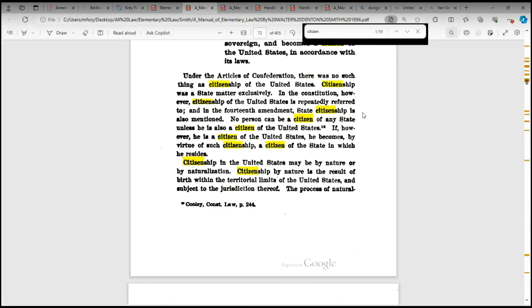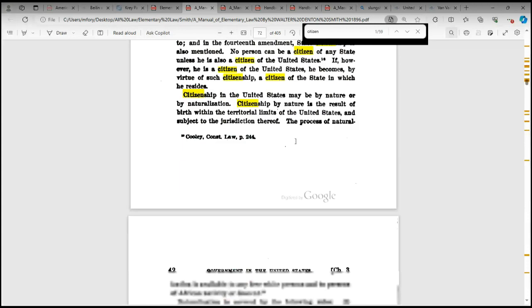No person can be a citizen of any state unless he is also a citizen of the United States. And they give you Cooley's Constitutional Law, page 244. No person can be a citizen of any state unless he is also a citizen of the United States. If, however, he is a citizen of the United States, he becomes, by virtue of his citizenship, a citizen of the state in which he resides.